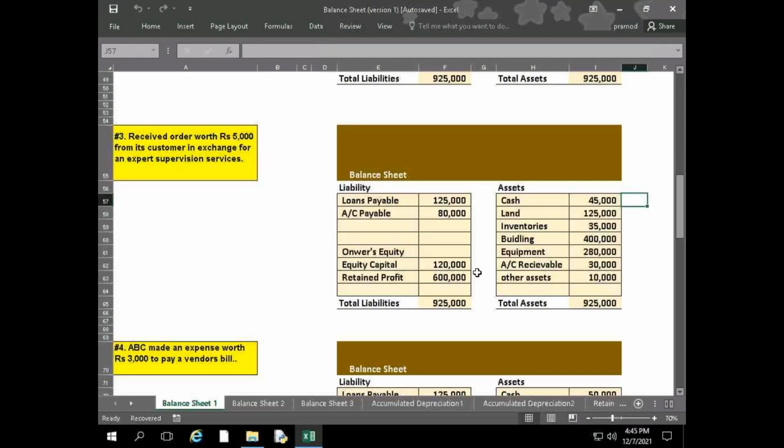So in the third one, what did you change? If I am getting an order of rupees 5,000 from the customer, where do I need to increase and where do I need to decrease?